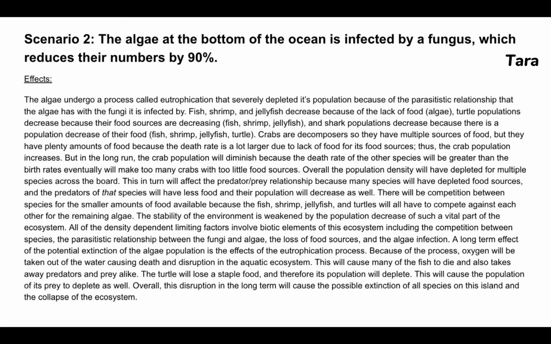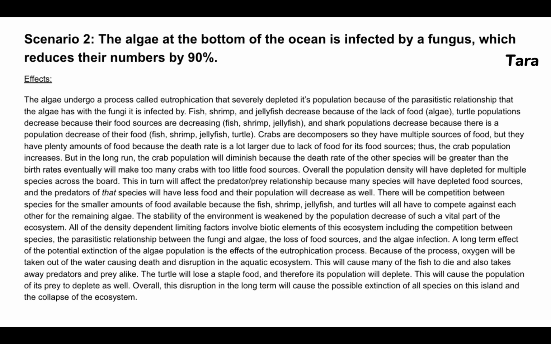Crabs are decomposers, so in the short run, they'll have multiple food sources, but in the long run, they will have less food sources because the death rate of the other species is greater than the birth rate, eventually making too many crabs to too little food sources.